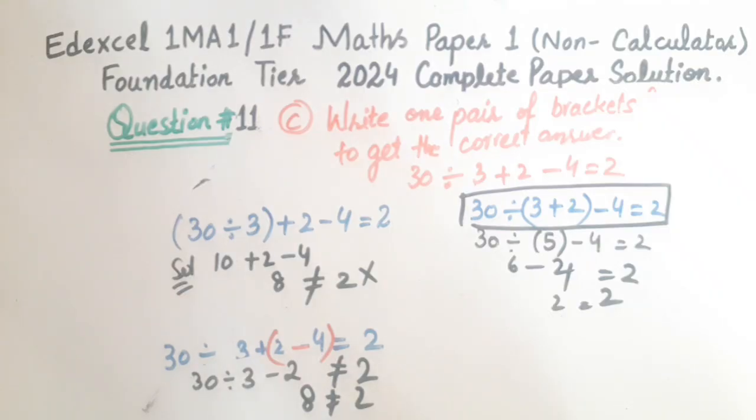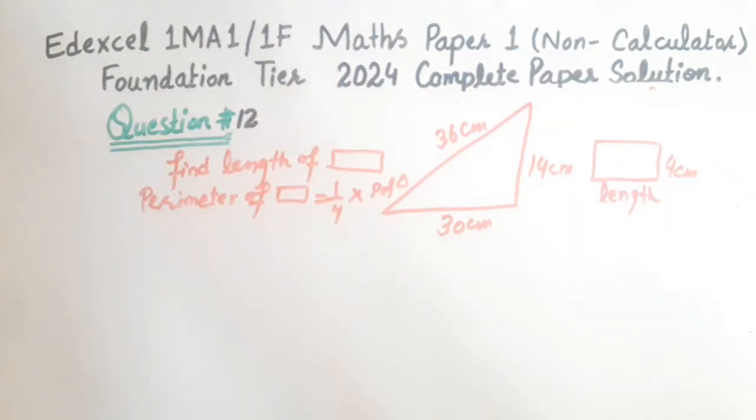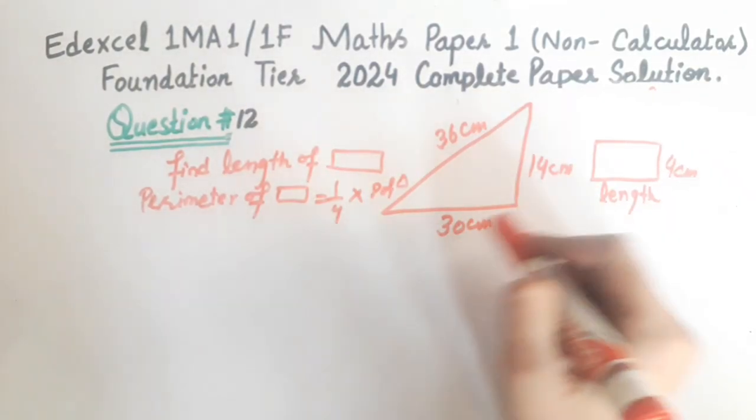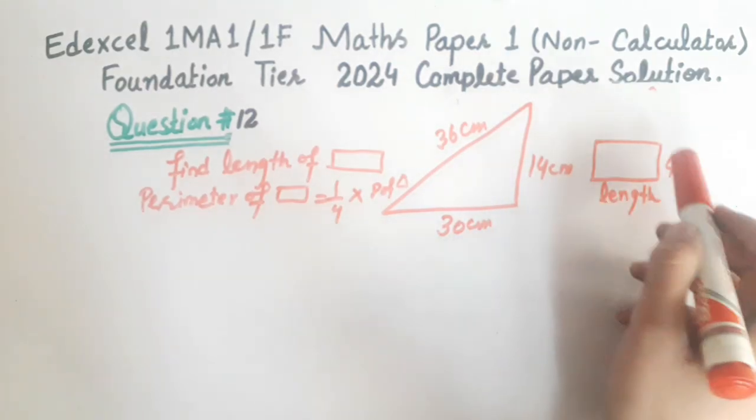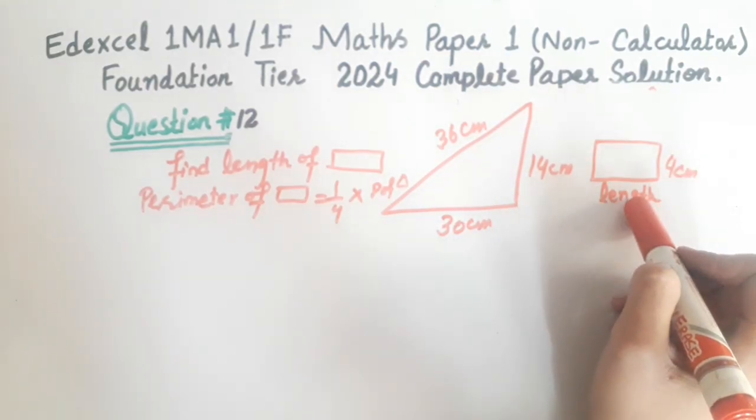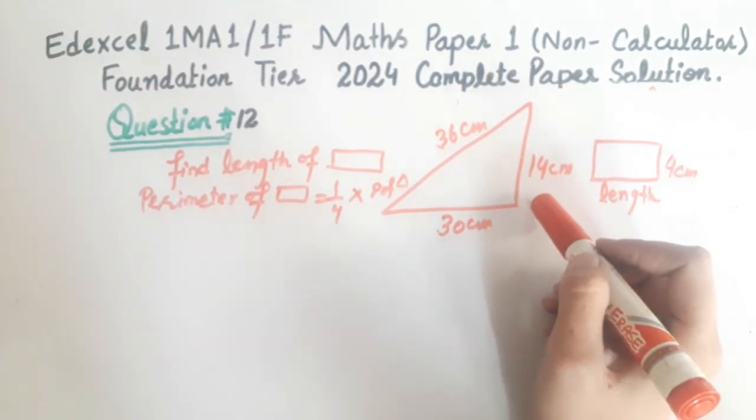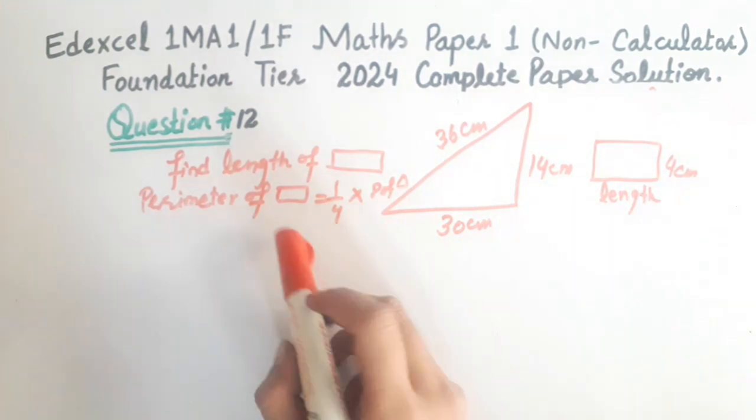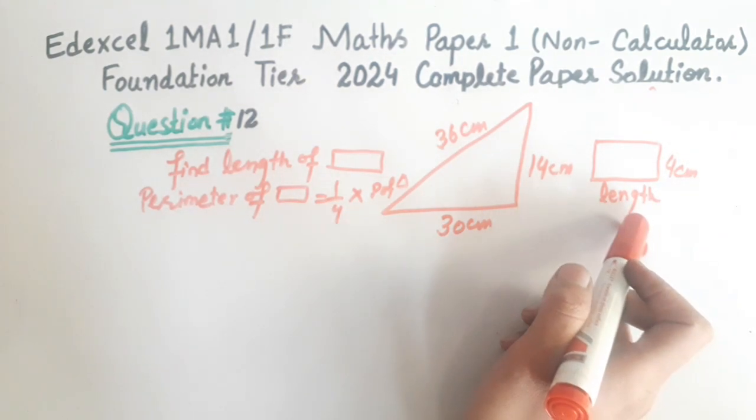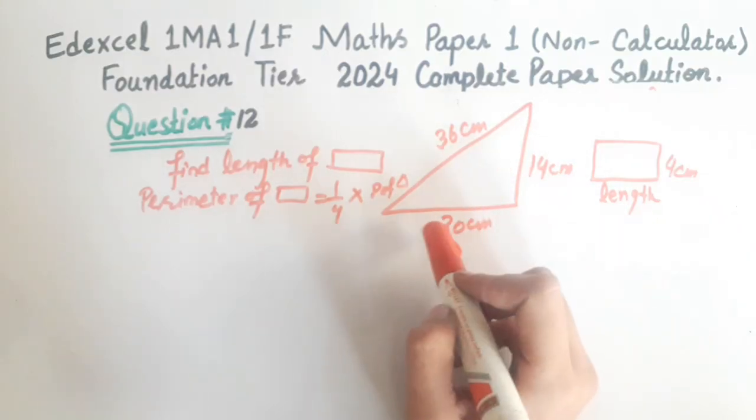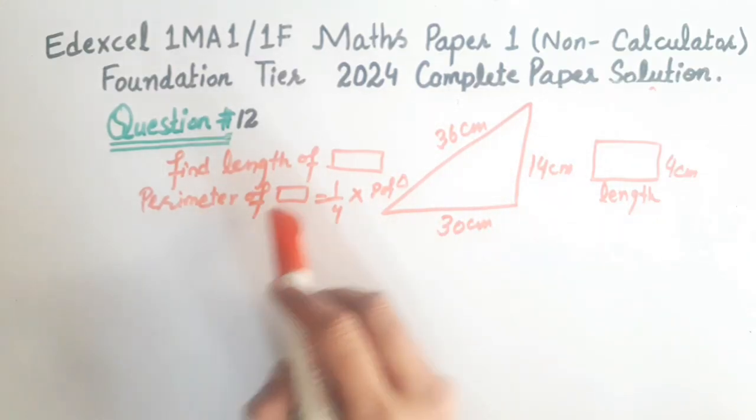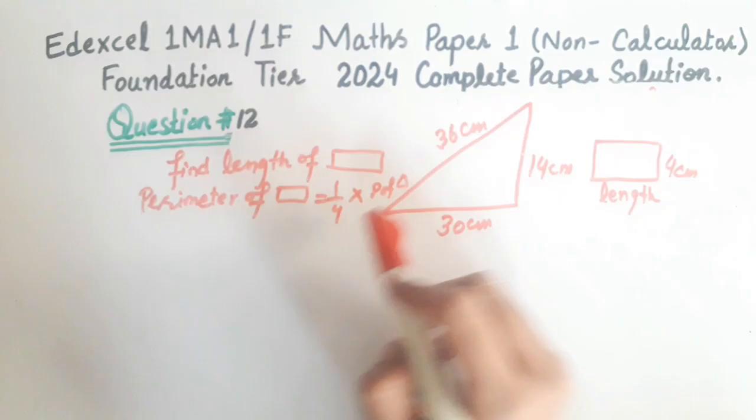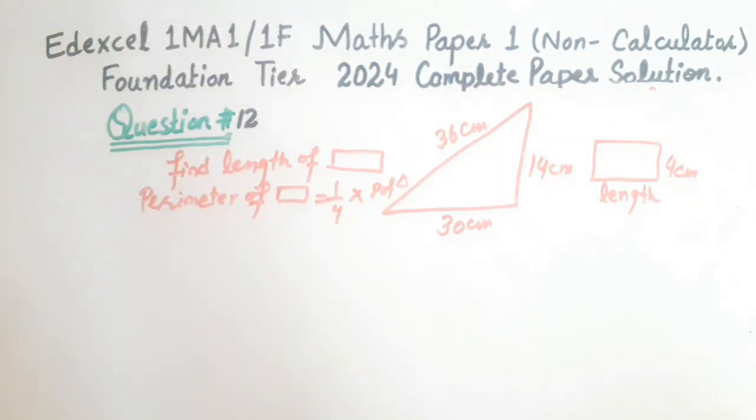Now we will solve question number 12. In question 12, there is a triangle and a rectangle. The 3 sides are given for the triangle and 1 side for the rectangle is given. You have to find the length of this rectangle, and it is also given that the perimeter of the rectangle is 1 by 4 of the perimeter of the triangle.